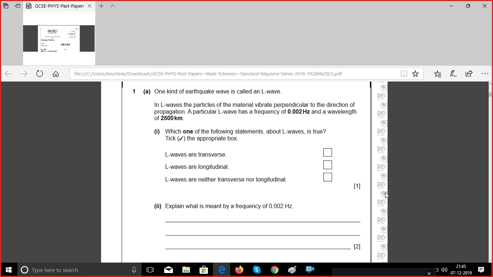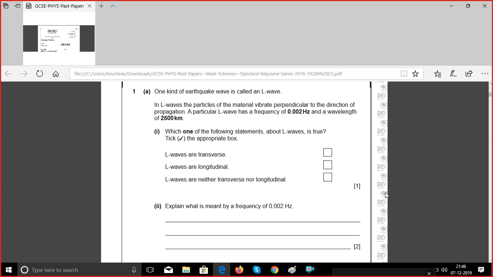So question one. One kind of earthquake wave is called an L wave. In L waves, the particles of the material vibrate perpendicular to the direction of the propagation. A particular L wave has a frequency of 0.002 Hz and a wavelength of 2,500 kilometers. Which one of the following statements about L waves is true?